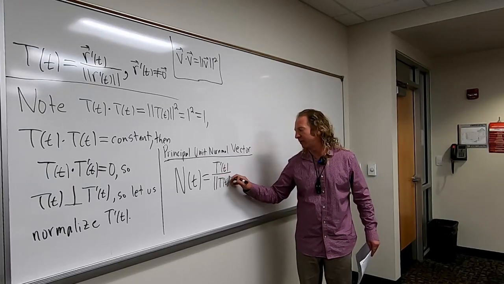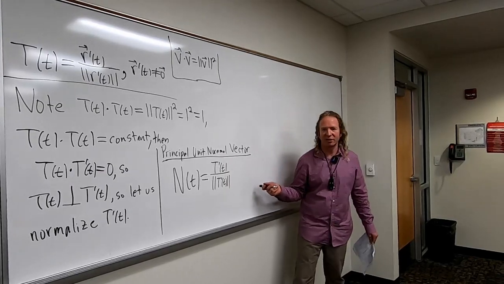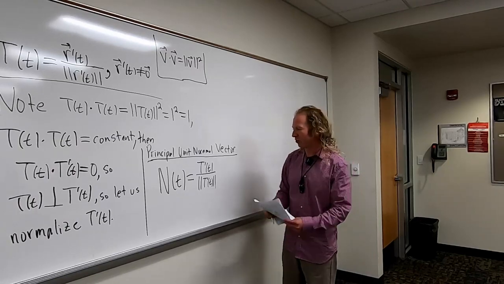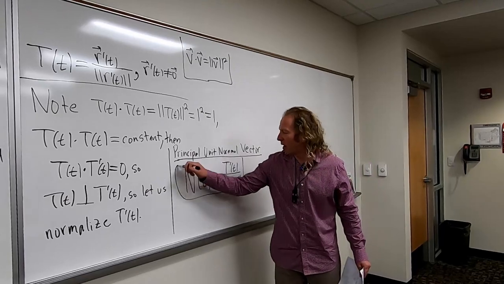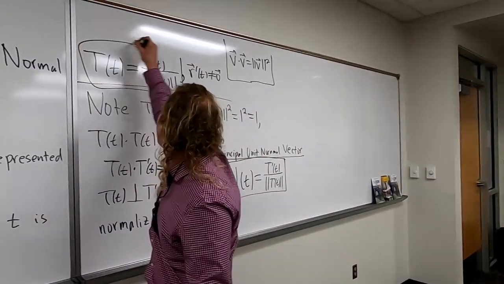Remember, when we divide by the magnitude, we turn it into a unit vector. Remember that from the first test? The questions had you find a unit vector in the direction of a given vector, so you took your vector and divided by the magnitude. So this is going to be our principal unit normal vector. These are the two formulas that you need, and you'll have them on your formula sheet.